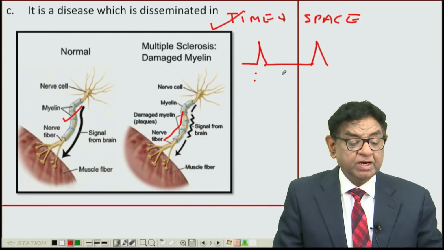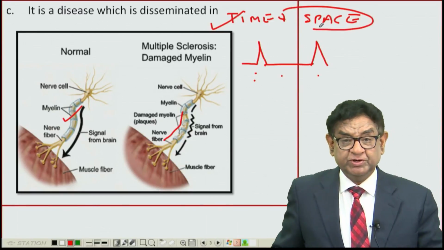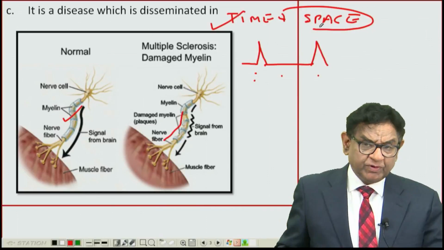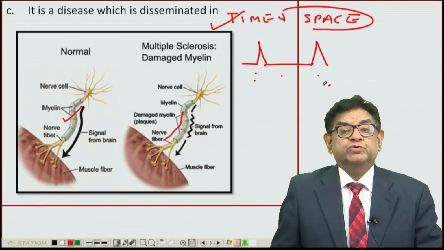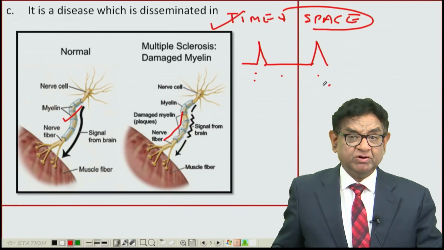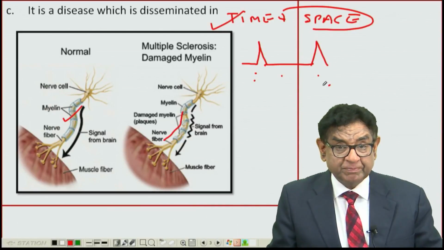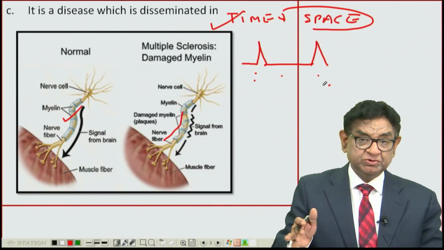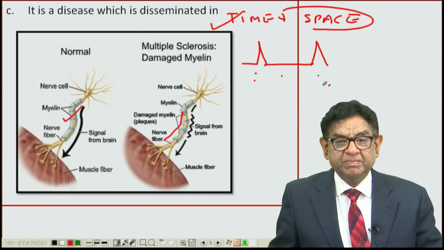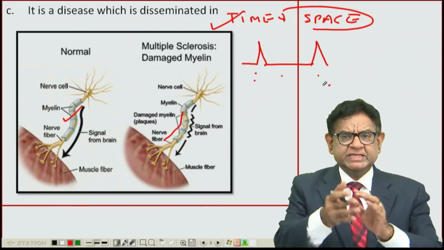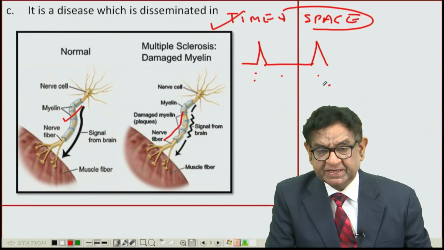Normal, abnormal, normal, abnormal. But one more thing. It is disseminated in time and space also. What do you mean by this? At one time, a patient may have paraplegia with some cranial nerve palsy, and you cannot explain it with a single lesion. Maybe at one time the patient has hemiplegia with some peripheral neuropathy also. These different types we cannot explain by pointing to a lesion at a single place. This is what we call dissemination in time and space.